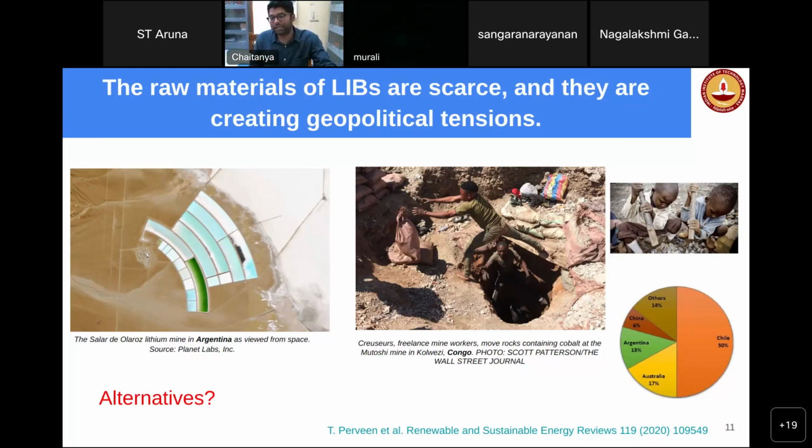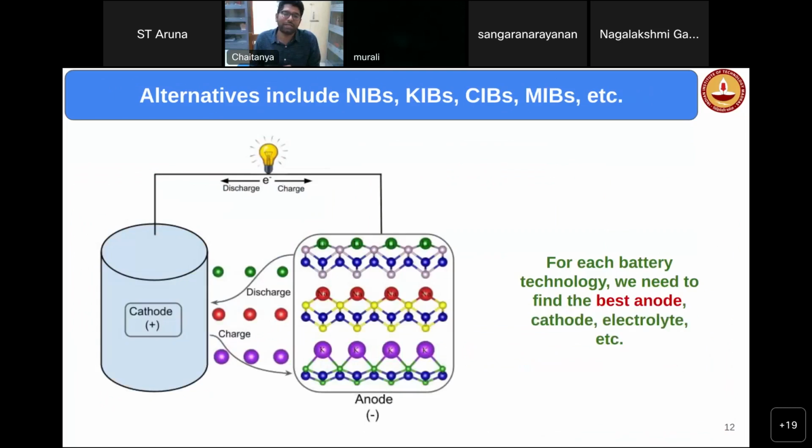So what are the other kinds of alternatives? There are various alternatives, as I told. Some of the cheapest alternatives would be to use materials that are similar to lithium, but which are available everywhere. That is sodium. There are also potassium, calcium ion batteries, magnesium ion batteries, etc.